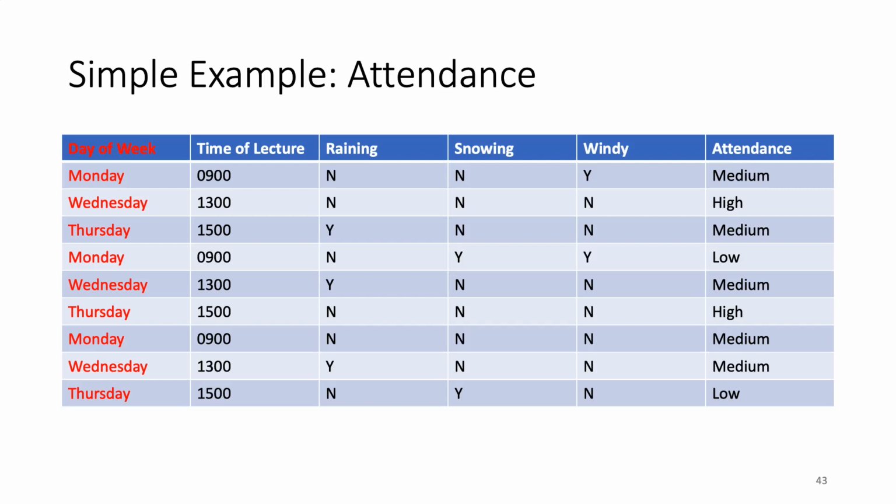You can see that we have Monday attendance medium, low, medium. We have a high attendance on Wednesday. We have a medium attendance and then a medium attendance. So there's not really a great correlation between day of the week on its own and this. So we just start looking at more and more variables. We say, okay, well, what about the time of the lecture?